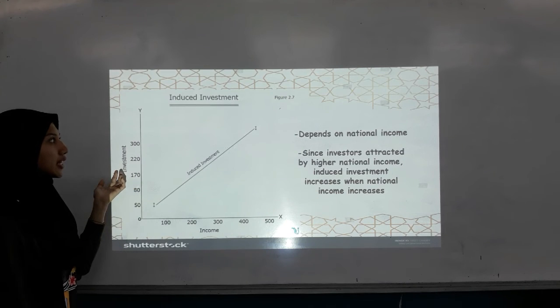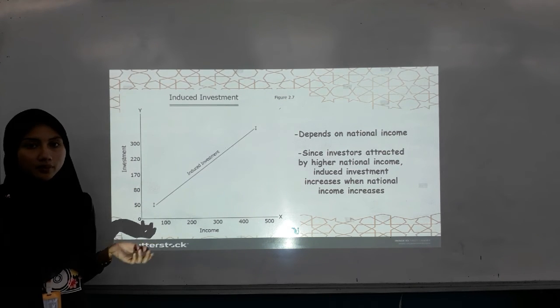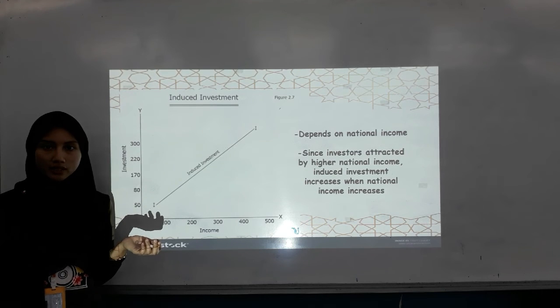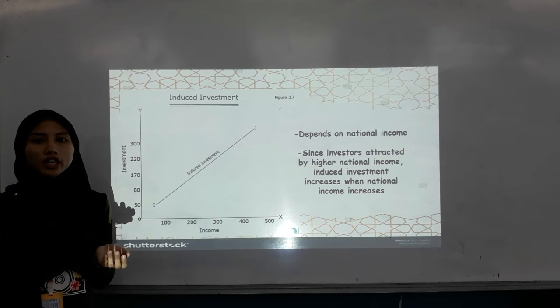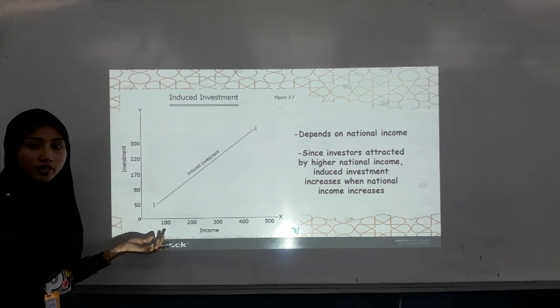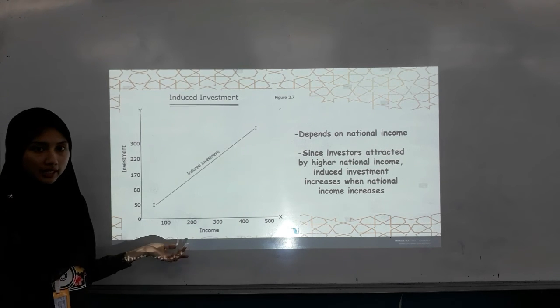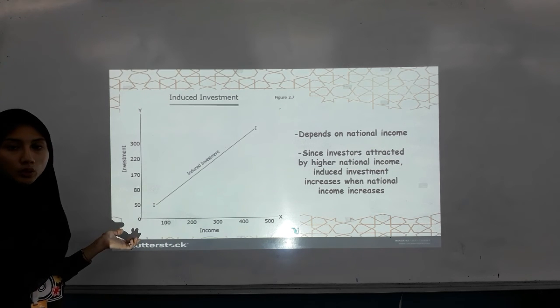The second one is the induced investment. Induced investment depends on the national income. Since investors are attracted by higher national income, induced investment will increase when national income increases. For example, when the national income increases from 100 to 200 ringgit, the investment rate will increase from 50% to 80%.